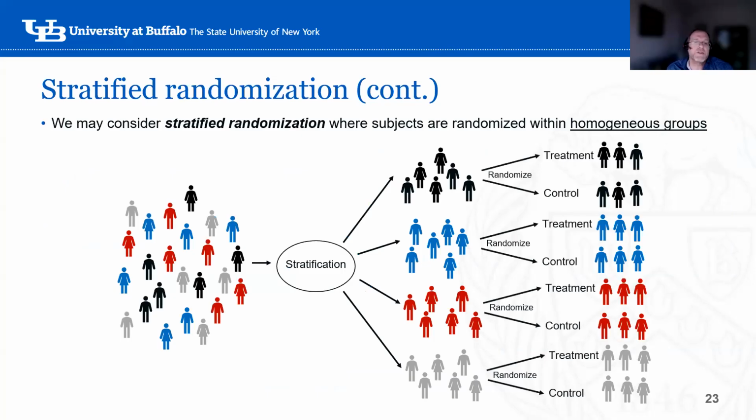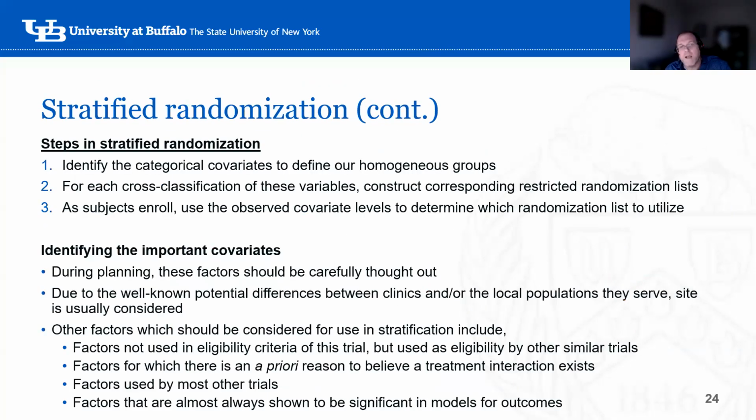Now, if I'm going to do that, there are three steps here. I'm going to first identify the covariates. I'm then, for every cross classification, generate a list. And then as subjects enroll, observe what lists I use. So for the first point, how do I identify these important covariates? This is something you have to spend a decent amount of time thinking about during the planning stage of your trial. If it's a multi-site trial, it'd be very unusual for you not to use clinic or sites.